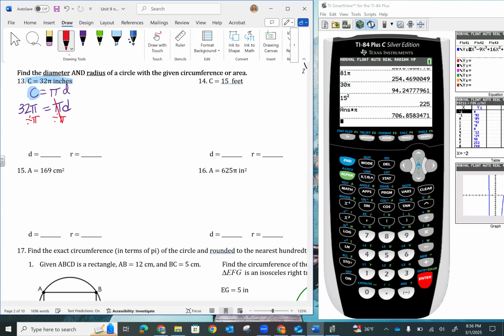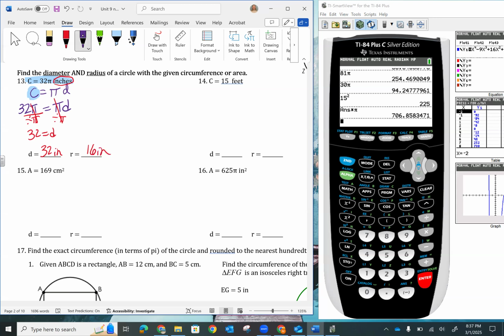Now, it just so happens that there's a pi on the left side, and it will cancel out. So pi over pi is 1, and then we're left with 32 equals diameter. That means the diameter is 32. Since we're speaking about inches, the diameter is 32 inches. And then half of it would be the radius. That would be 16 inches.